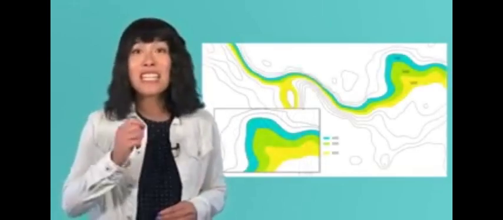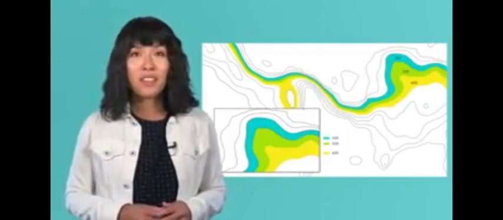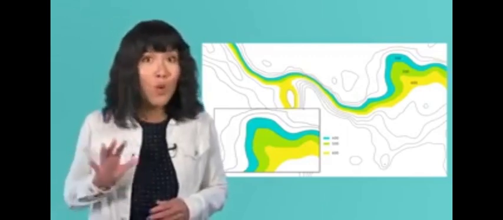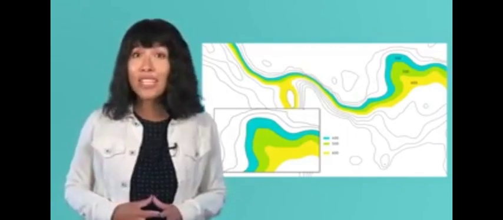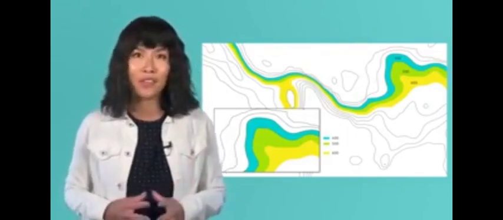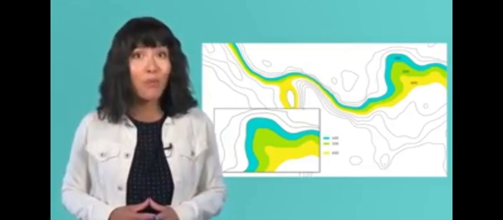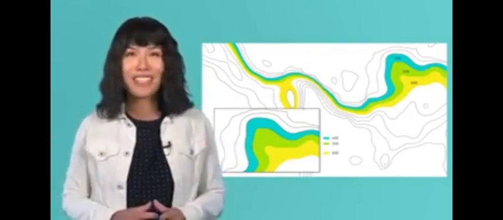On a topographic map, each contour line represents a set difference in elevation, like 100 feet. Every time you move to the next contour line on the map, the elevation changes by that amount. In other words, if this blue area has an elevation of 400 feet, then the green area is 500 feet, and the yellow area is 600 feet. And the next band up would have an elevation of, you got it, 700 feet.